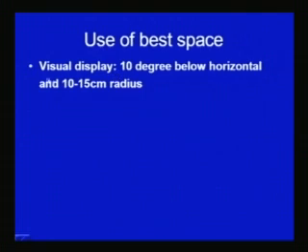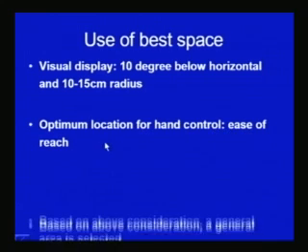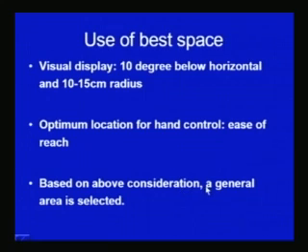In general, these are the general points which help to find out the best possible space for locating the control devices. Like, visual display should be located 10 degrees below the horizontal of the human sight level, and it should be at a 10 to 15 centimeter radius. The optimum location for hand control should be within easy reach of the hand, and based on the above considerations a general area is selected.